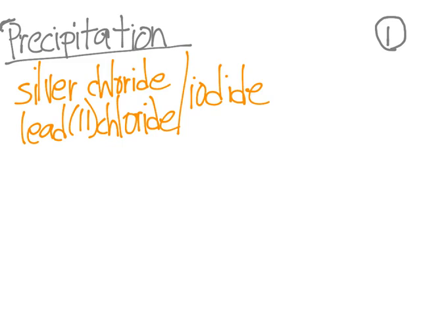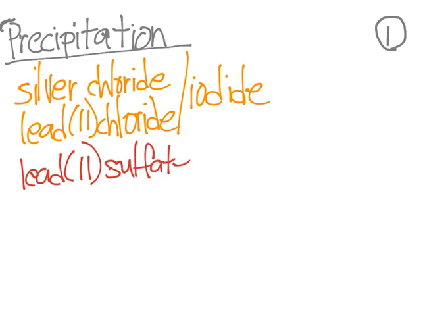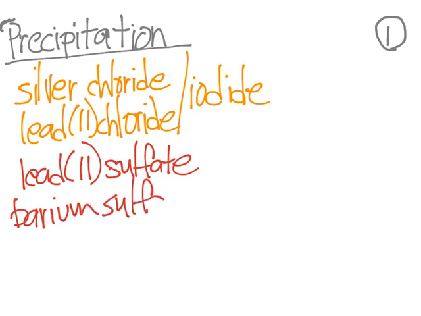Now, the other category that we have is our stupid little brown cow. Remember the poor cow? Stupid little brown cow. Little brown cow will be lead 2 sulfate. Little brown, so barium sulfate, and of course our cow, which is calcium sulfate.